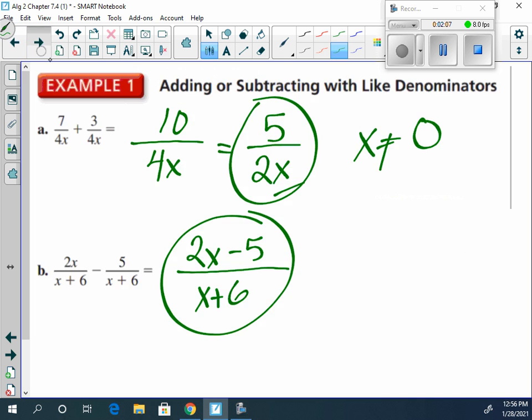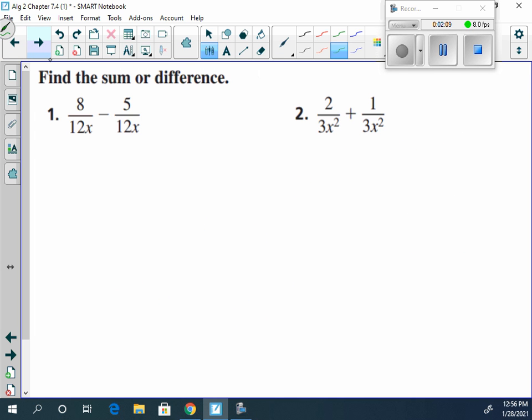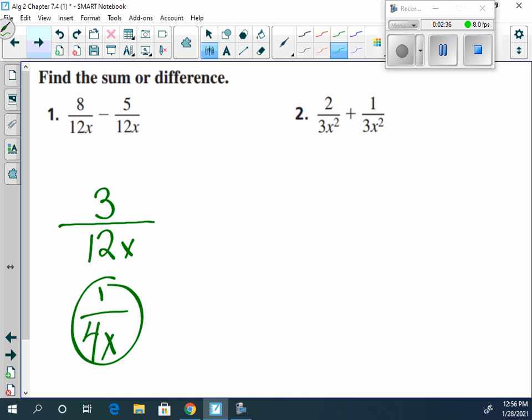Okay, so we have 8/12x minus 5/12x. What can we do first? We can just subtract. Right, because since the denominators are the same, we can subtract, so we can do 8 minus 5, which would give us 3. 3/12 gives us 1/4x.